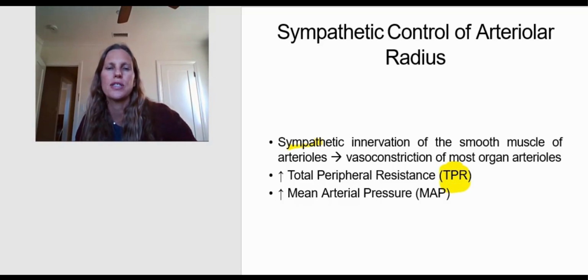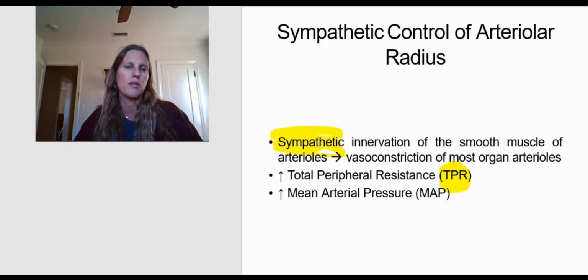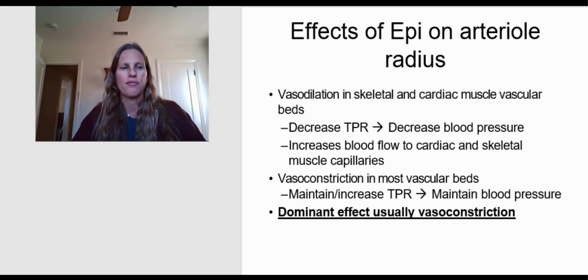The sympathetic nervous system is the one that's going to be the big player in terms of increasing or decreasing total peripheral resistance. Okay, it does get a little bit more complicated than that, but I think that's enough for us right now.